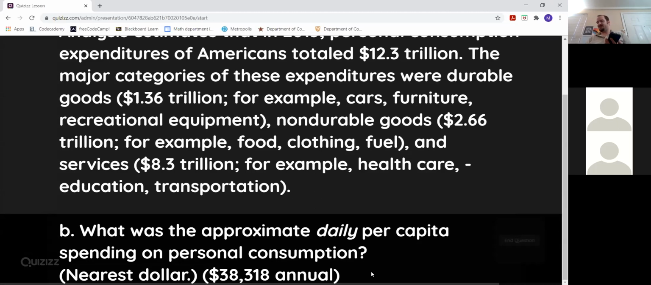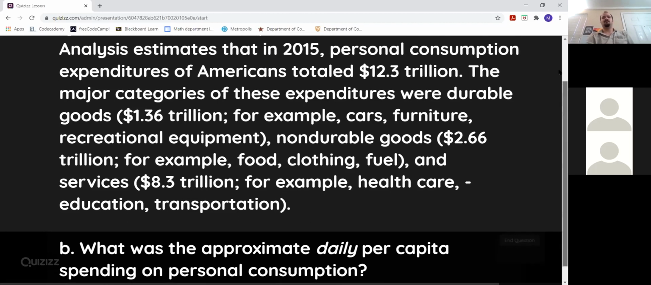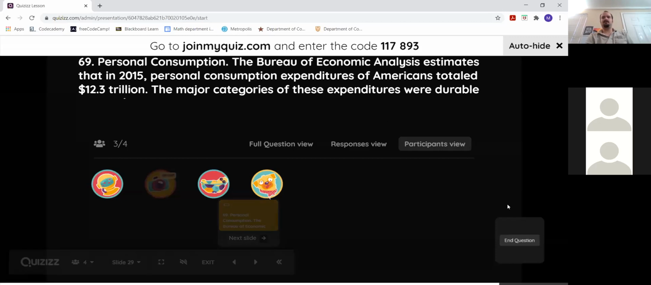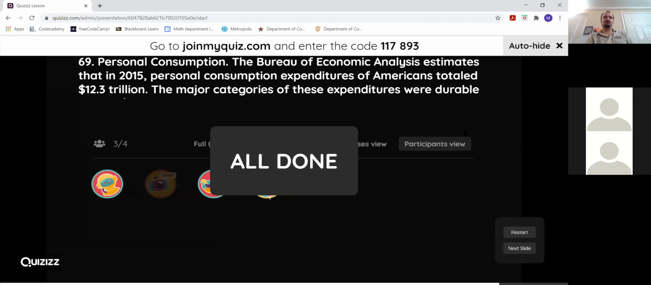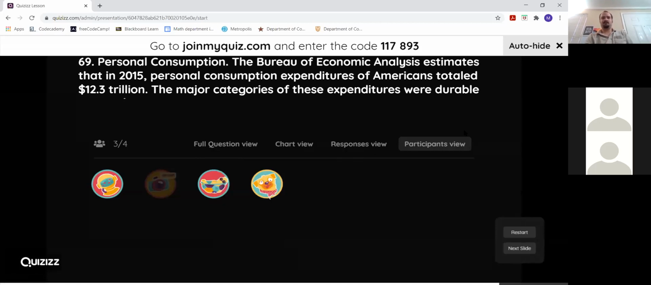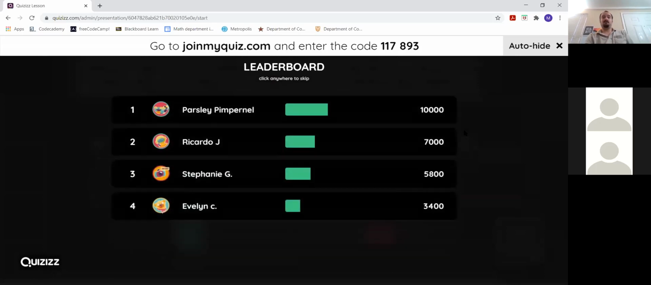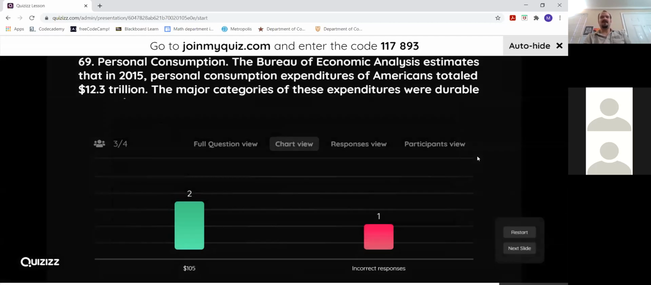All right, now I'm going to give y'all like 15 seconds on this, maybe. There's one thing you got to do. You got to convert annual to daily. Okay. So divide by 365, you should get 105 is what you should be doing there.